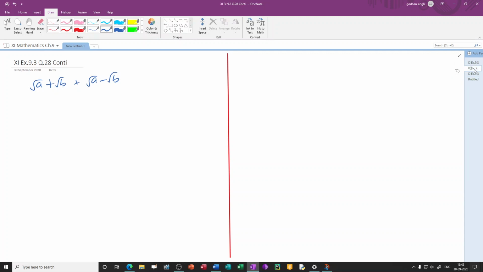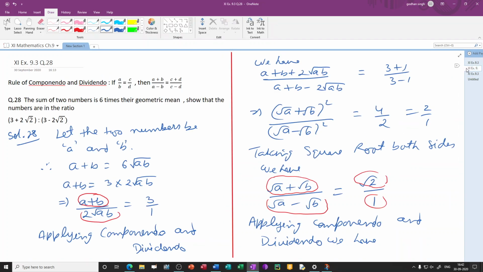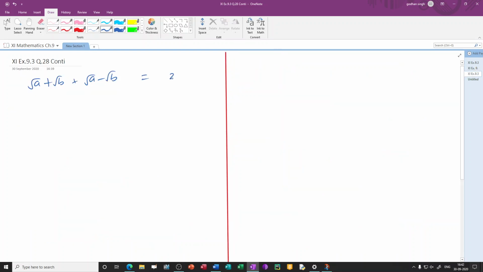So this is what we have, a plus b is root a plus root b plus root a minus root b, and on the right hand side we will be getting equal to root 2 plus 1. Now a minus b, because this was our a and this was our b, that will be our root a plus root b minus root a minus root b. So this is our a minus b equal to, this side we have already c plus d, now c minus d, that is root 2 minus root 1.